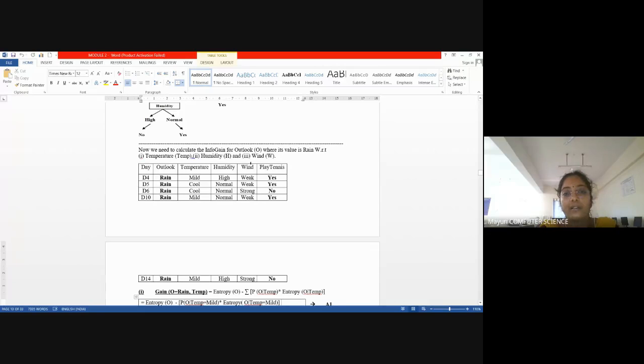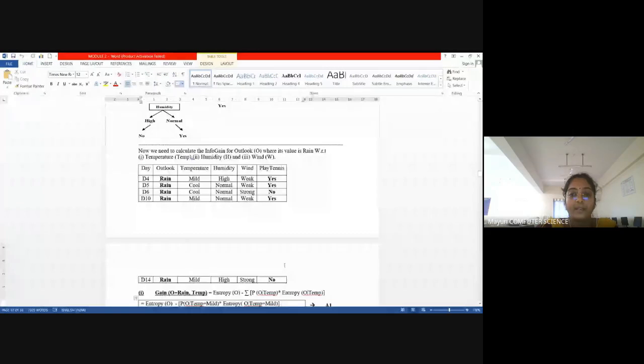Look at the wind. Weak, weak, weak, all the weak values are classified with S. Strong is fully classified with no. Have you understood now? With respect to rain, that is outlook, the wind is the best attribute to give entropy 0, because all its weak values are S and strong values are no. Fine?